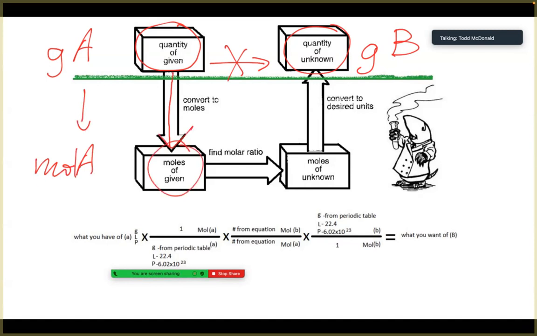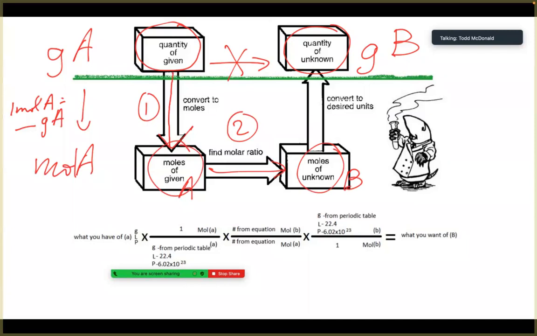How do we do that? Well, we would use molar mass, right? Because we know 1 mole of A equals a certain number of grams of A, right? We would use that as a conversion factor. And then the second step of the process, so that's step 1. The second step of the process is to move from moles of the given A to a different substance, moles of unknown, we're going to say B.